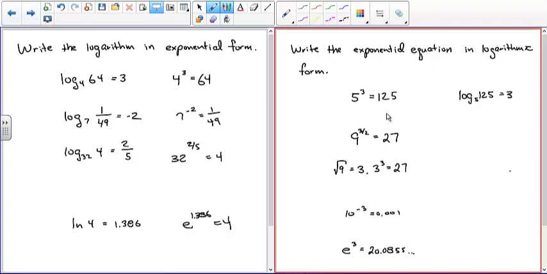And you can go the other direction. So here's an exponential expression which says 5 to the third power is 125. So your base is 5, so it's log base 5 of the right hand side, 125 equals the exponent. So let's try this. So this is the base, so it's log base 9 of 27 equals 3/2.